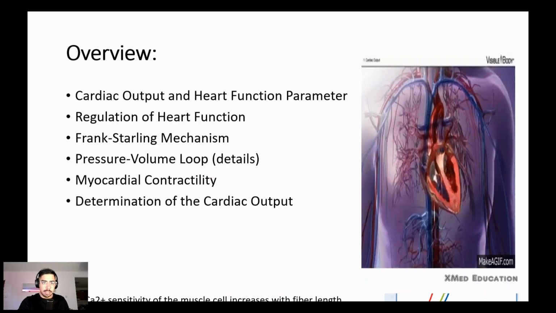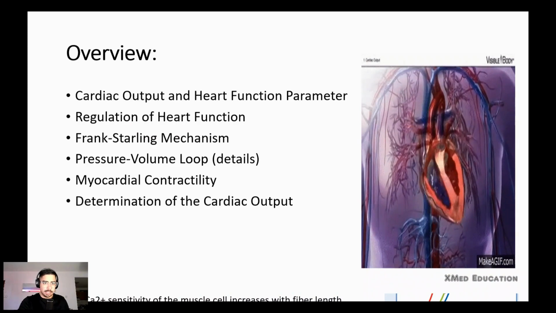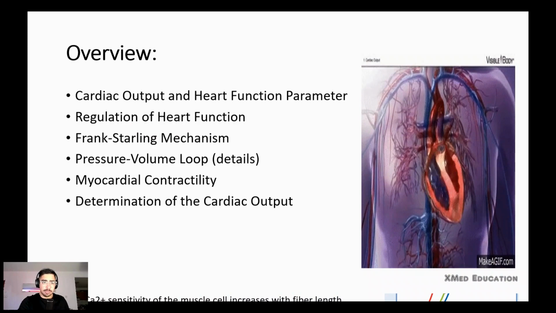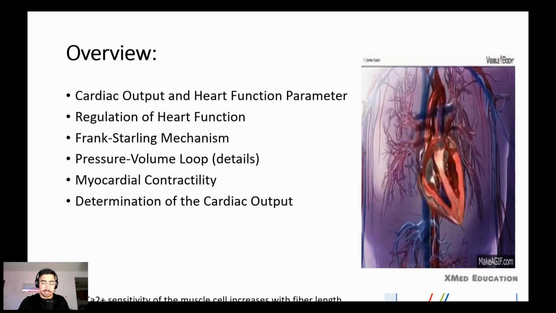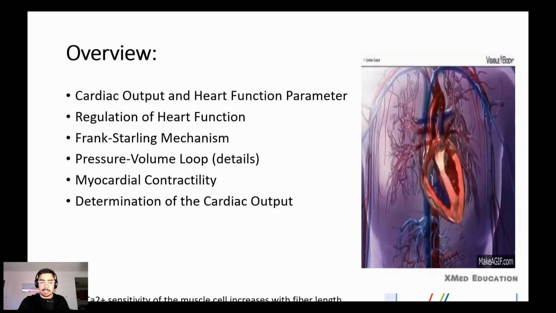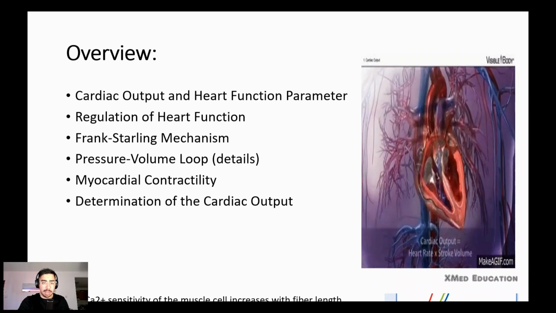Let's start. So what is the overview of this lecture? In this video we're going to talk about the cardiac output, the regulation of the heart function, the Frank-Starling mechanism, and the pressure volume loop, but in detail, myocardial contractility and determination of the cardiac output.